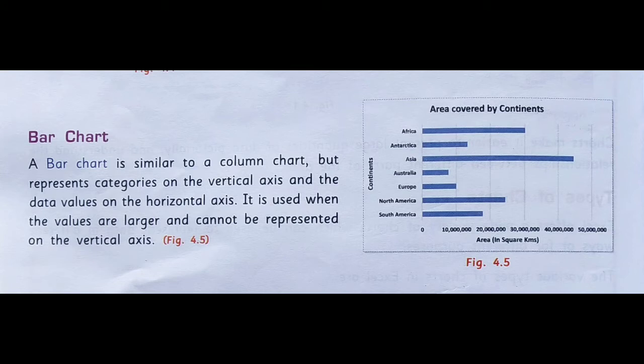Next is bar chart. A bar chart is similar to a column chart but represents categories on the vertical axis and the data values on the horizontal axis. It is used when the values are larger and cannot be represented on the vertical axis.